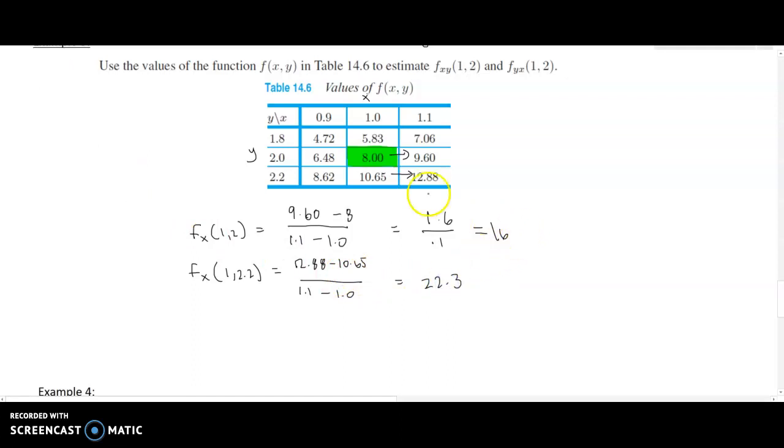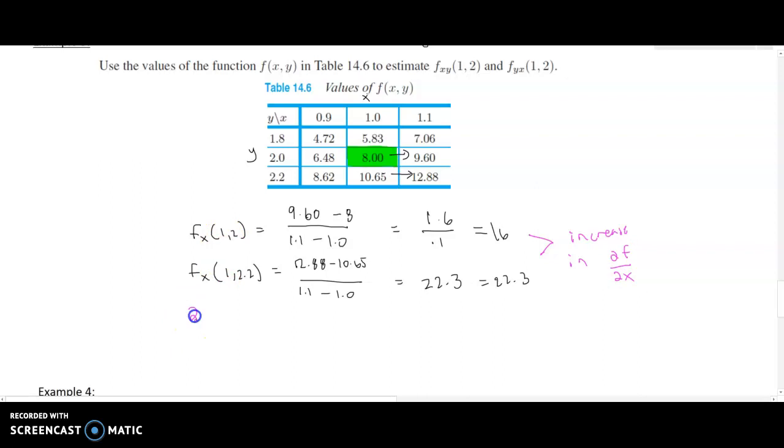So what do I notice? Well, I notice the slope in the x direction increases from 16 to 22.3. I didn't write that again. So this represents an increase in df dx. And, well, how much of an increase? Well, now I want to estimate that.